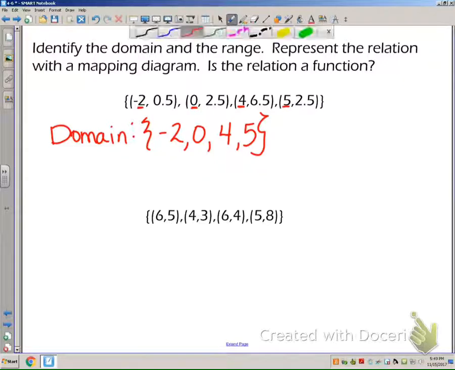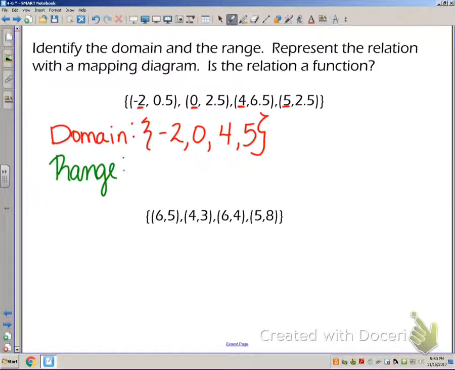So my range then would be all of the y values of each pair. So if we listed the -2 for the domain, its corresponding part would be 0.5. Then we've got 2.5, and then we've got 6.5, and then we've got 2.5 again, but we've already listed it, so we only have to list it one time.